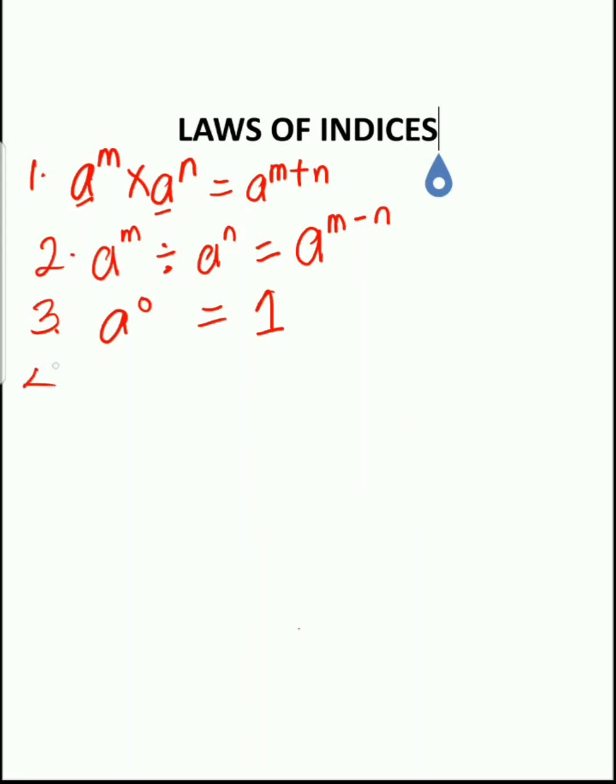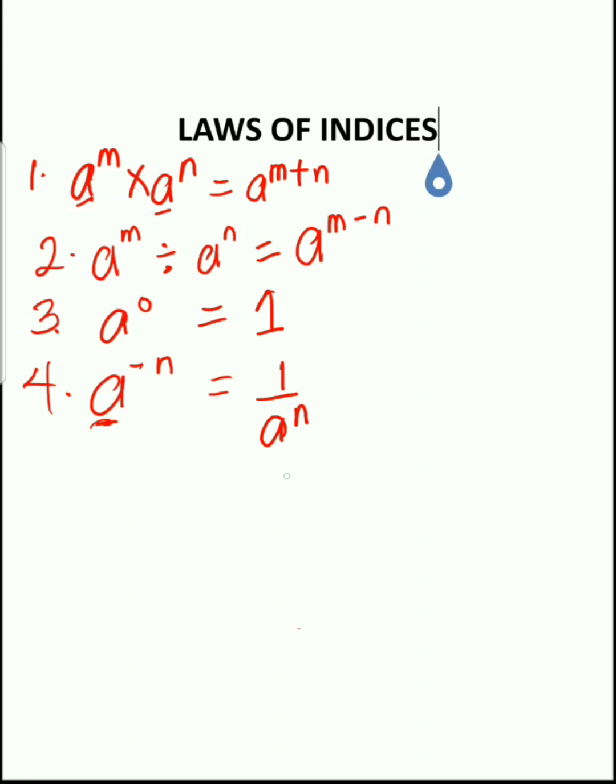The next law here is a raised power of minus n. This is an expression with a negative power. And so this can be written as 1 over a raised power of n. That is, whenever we have a single base like this, that is not a fraction, a raised power minus n can be written as 1 over a raised power of n. And so the power becomes positive.